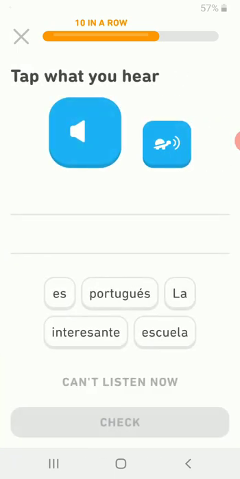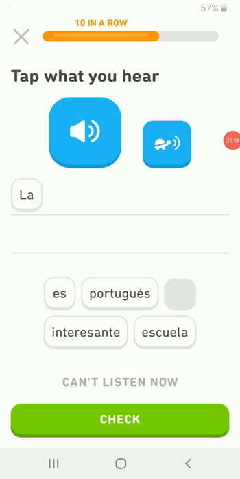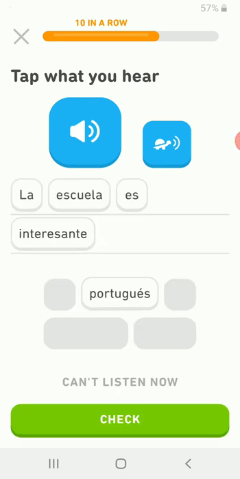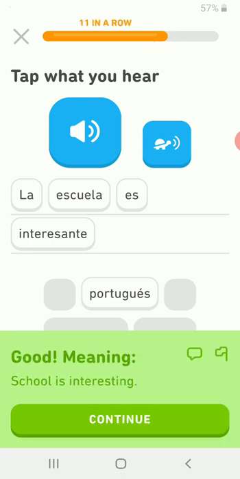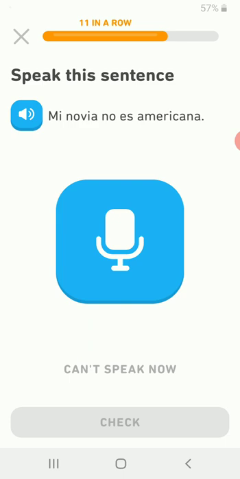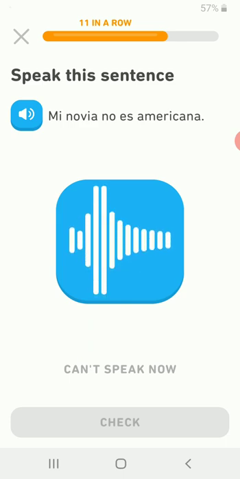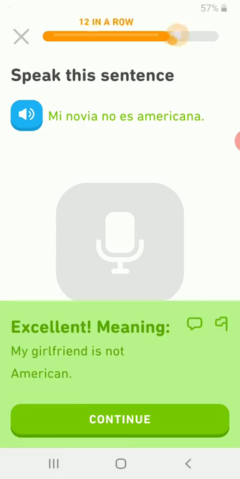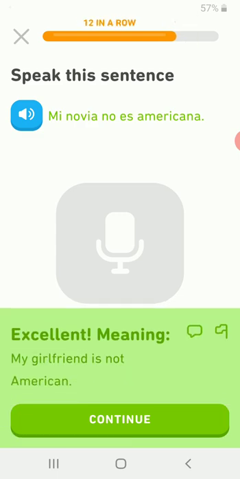maestro? La escuela es interesante. So now they have la escuela es interesante. The school is interesting, but in English it's translated as school is interesting. La escuela. Mi novia no es americana. So this is a new word. My girlfriend is not American. Mi novia. So how would you say my boyfriend, mi novio, no es americano?